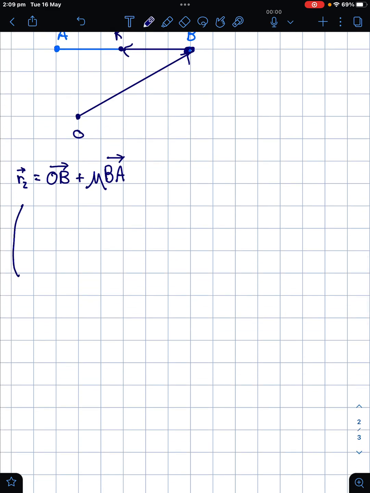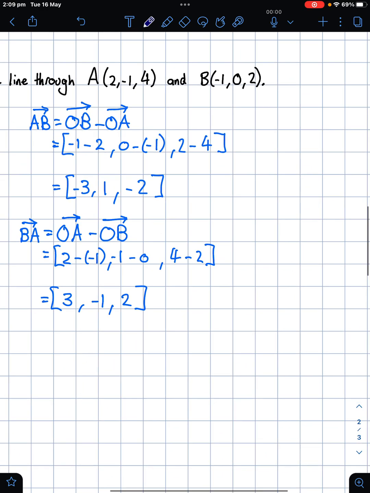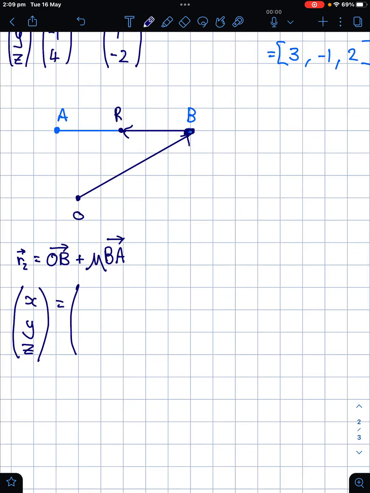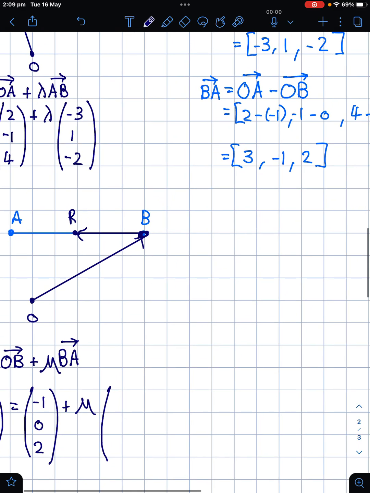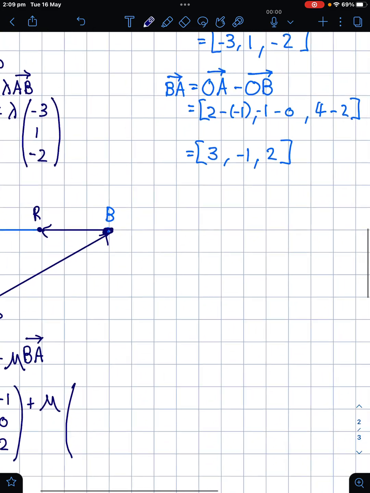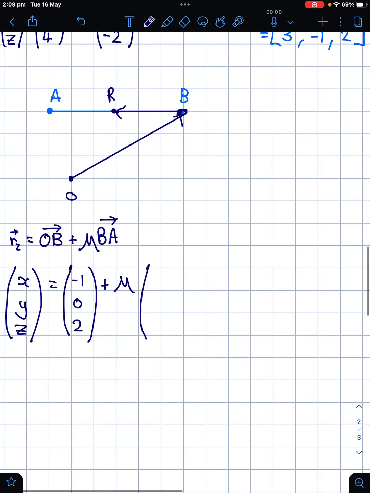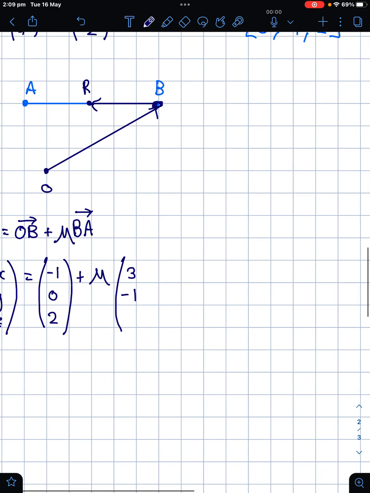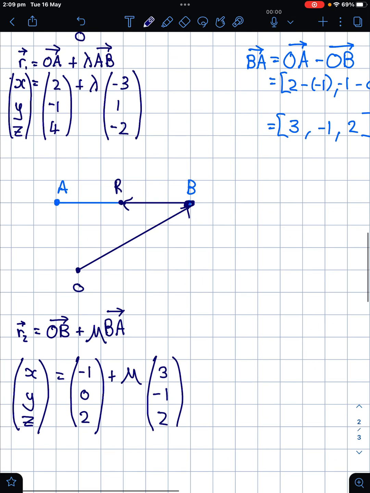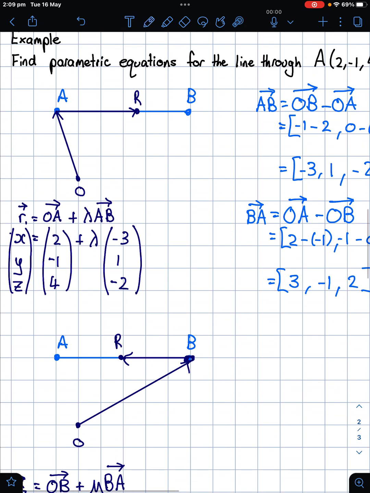Now this means here we're still going to have X, Y, and Z, because that's going to give us our original things. And now we've got point B, which is -1, 0, and 2. So -1, 0, and 2. And then plus mu equals, what do we got? B to A. So B to A is this vector here. So 3, -1, and 2.